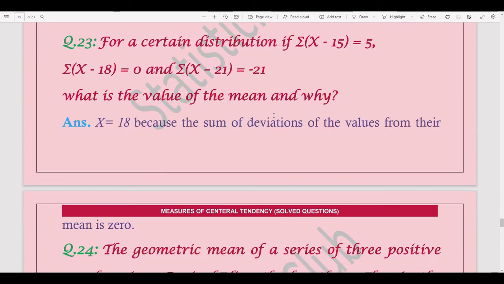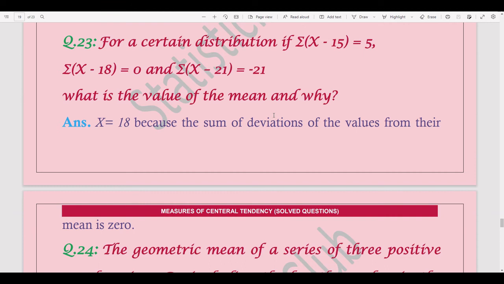Question number 23. For a certain distribution, if the sum of (x minus 15) is equal to 5, the sum of (x minus 18) is equal to 0, and the sum of (x minus 21) is equal to minus 21, what is the value of the mean?